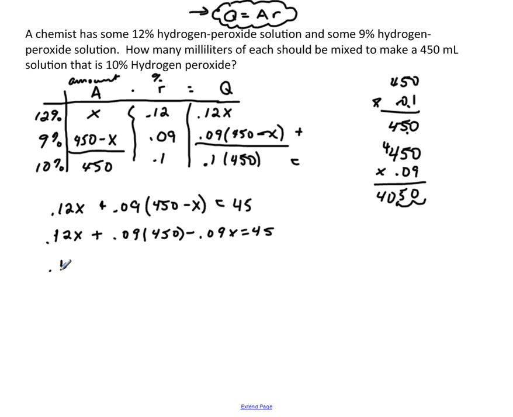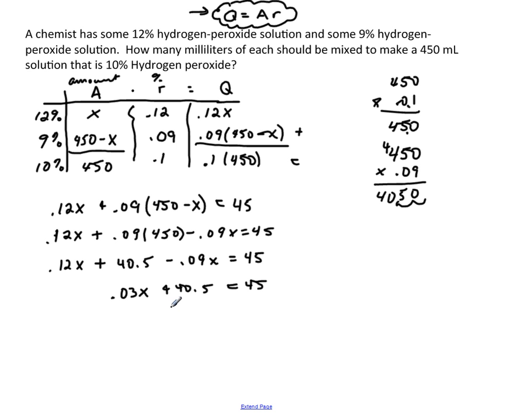So our equation now looks like this: 0.12x plus 40.5 minus 0.09x is equal to 45. Let's simplify one more time. 0.12 minus 0.09. Well, let's see. There's a difference of 3 between 12 and 9, so 0.12 minus 0.09 is going to be 0.03. So we have 0.03 times x plus 40.5 equals 45.